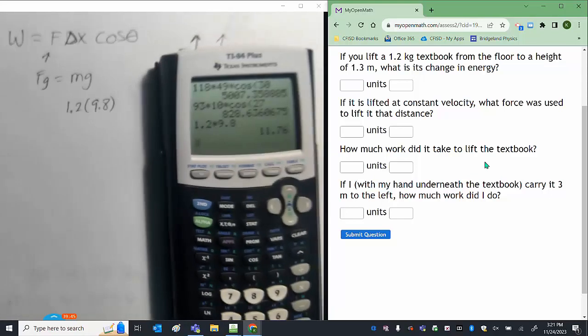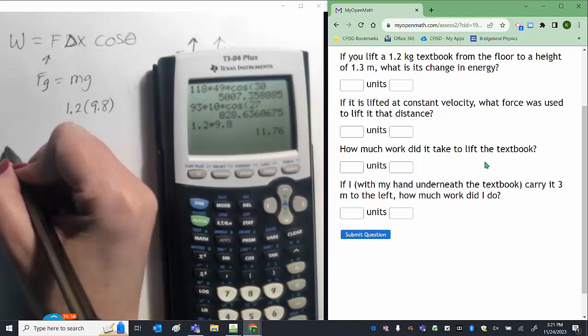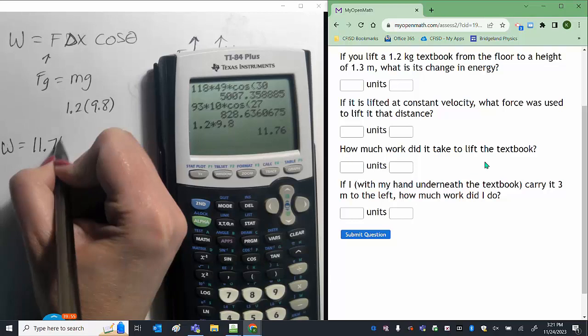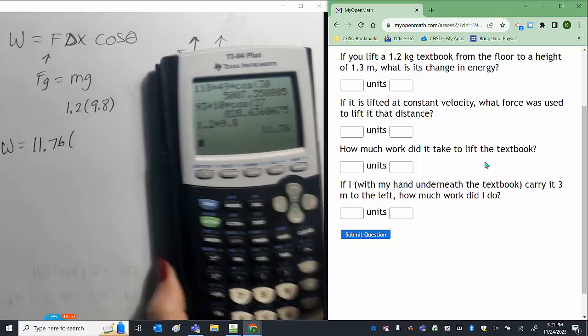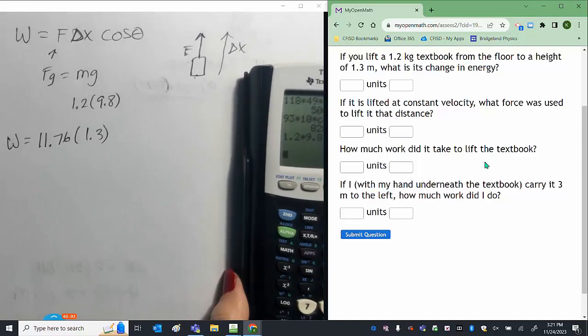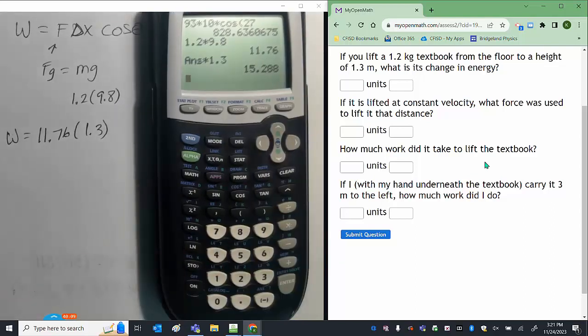And that tells us that this is the amount of force you would have to use in order to lift that book. Okay, so when I go back to my equation, work is equal to force, 11.76, times the displacement. They're trying to lift it to a height of 1.3 meters. And so all I'm going to do to find my answer is multiply this times 1.3, and that gives me the change in energy, or really the work done on this is 15.288, which is changing the energy of that book.